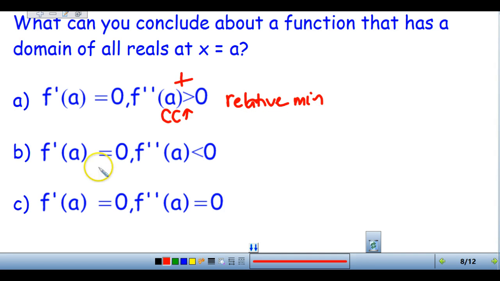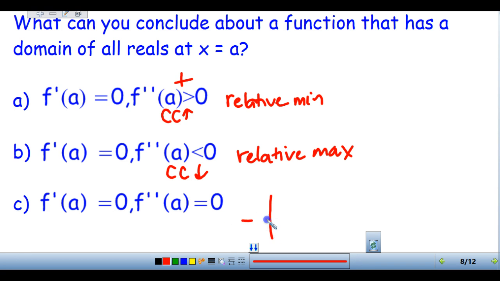Okay, if the first derivative at a is equal to 0 and the second derivative is less than 0, which would mean that the function's concave down, I would know that there's a relative maximum at x equals a. If the first derivative is equal to 0 and the second derivative is also equal to 0, I would know that neither is occurring, so neither a min or a max.